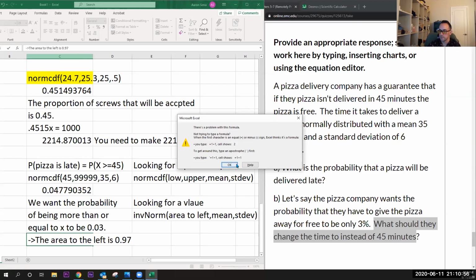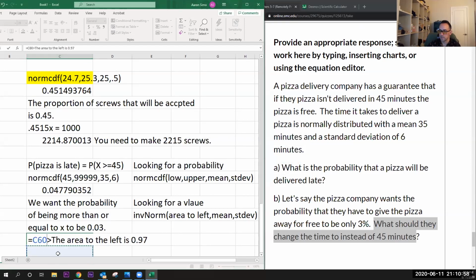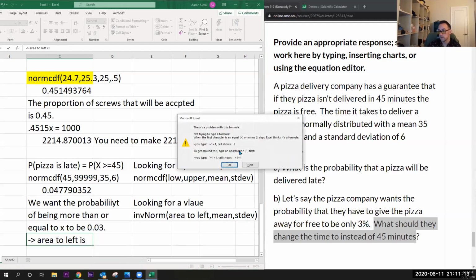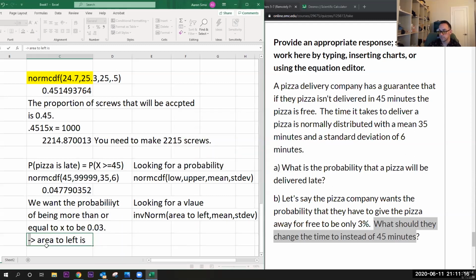Uh-oh. Doesn't like something. Oh man, I think it still thinks that it's a formula. Let me get rid of that.